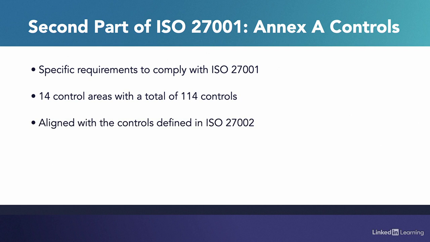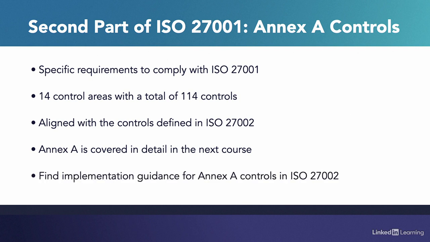Now, this is just one of two courses I've created on ISO 27001. In the next course, I'll walk you through all 114 controls required in Annex A of ISO 27001. It's important to note that ISO 27001 doesn't contain any implementation guidance for the Annex A controls. It's just the controls and the control objectives. You can find implementation guidance for the controls in ISO 27002. And again, I highly recommend you invest in a copy if you're serious about implementing ISO 27001.